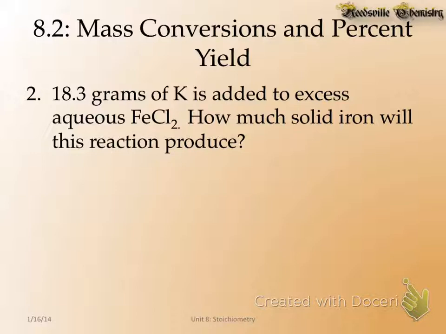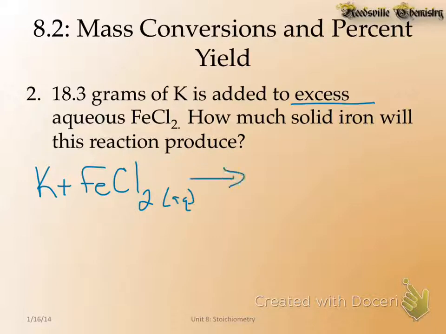Say we've got 18.3 grams of potassium. This is potassium, and we're going to add that to aqueous iron chloride. And I do tell you that it's excess iron chloride, so FeCl2. Okay, and that's aqueous. And then on the back end of the reaction, I'm asking how much solid iron will this reaction produce? Well, if you know your single replacement reactions, you're going to know that that and that are your two products, and that's being the solid. And then obviously we have to go ahead and balance this equation, so we do have 2 there, 2 there.